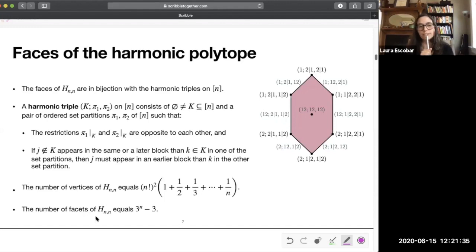And I want to emphasize one thing that ties with something that Federico told us: this polytope is simplicial for the one I drew, but in general, for higher dimensions, it's not going to be simplicial. Like when you go to the harmonic polytope 3, 3, that one's already not going to be simplicial.